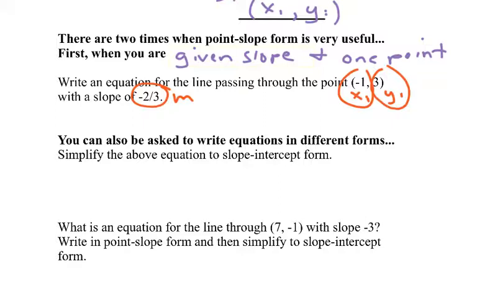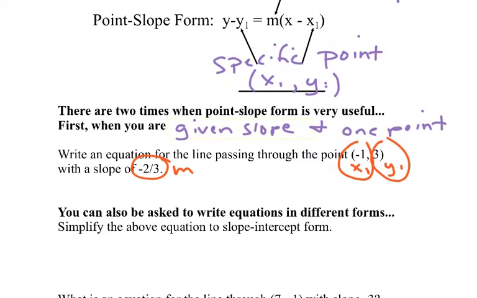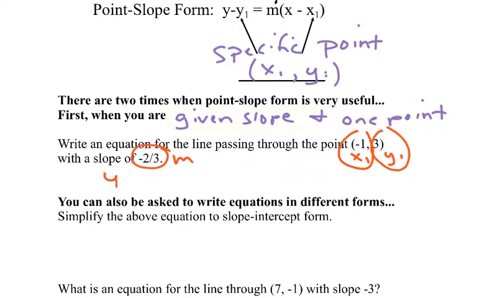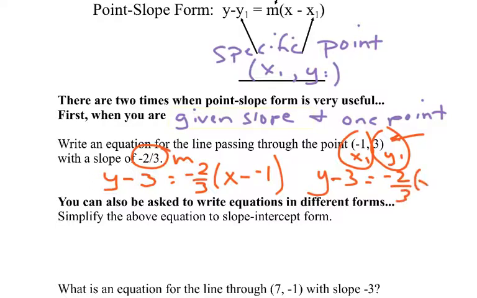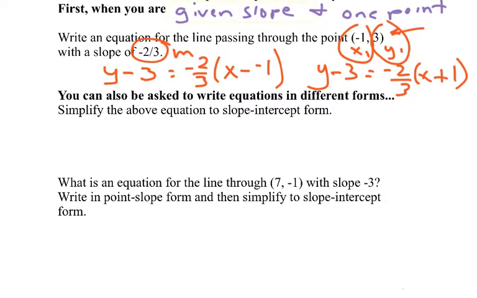So it's just a matter of plugging them into our formula, and our formula, remember, was y minus y sub 1. So we're going to say y minus our y coordinate, which is 3, from here, equals our slope, negative 2/3, times the quantity x minus our x coordinate, which is also a negative 1 here. Now remember, when we subtract a negative, that's the same as adding. So we could simplify this to y minus 3 equals negative 2/3 times x plus 1. Okay, we're going to leave that in point slope form.